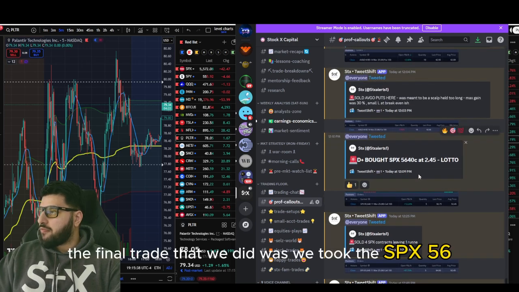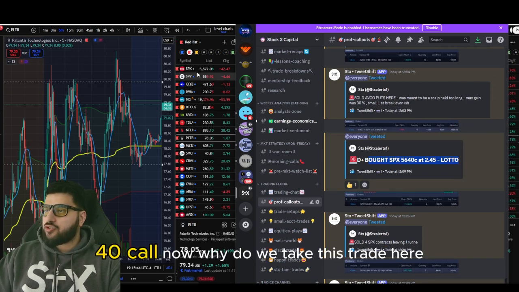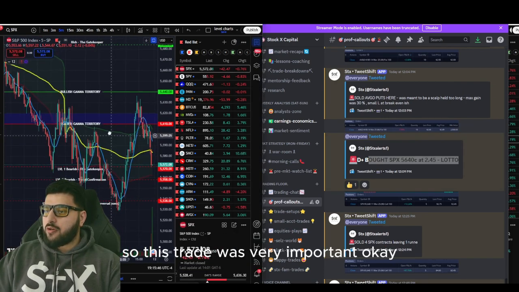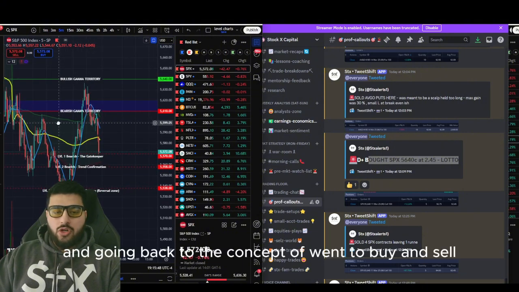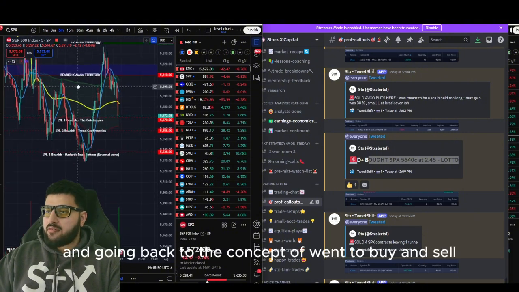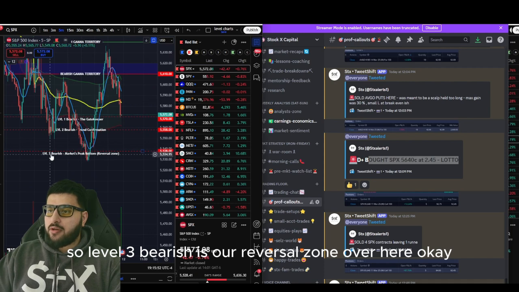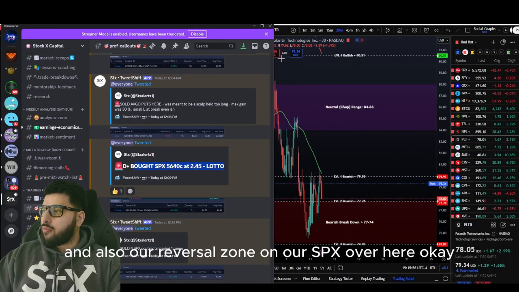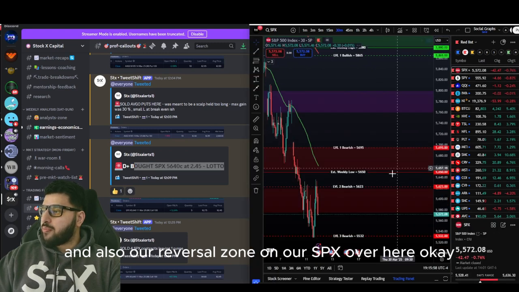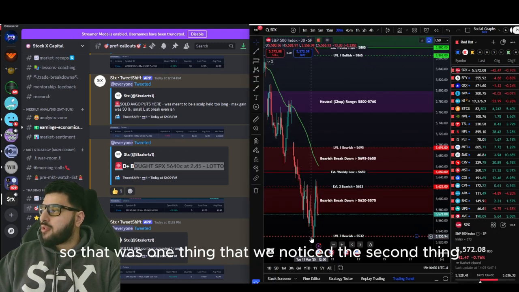And the final trade that we did was we took the SPX 5640 call. Now, why did we take this trade here? This trade was very important, going back to the concept of when to buy and sell. Level 3 bearish is our reversal zone over here, and also our reversal zone on our SPX over here. So that was one thing that we noticed.